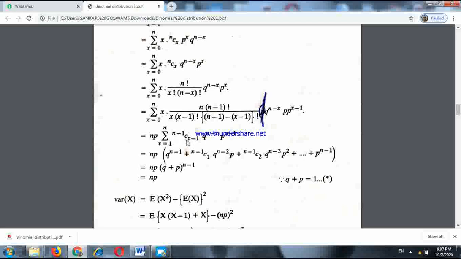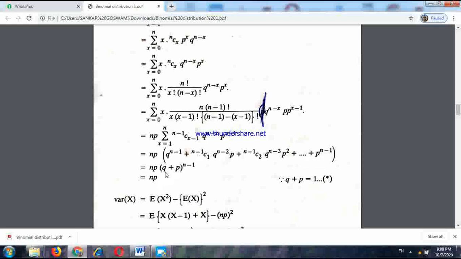n minus 1 c 0. Anything c 0 means 1. q to the power n minus 1, this one, and p to the power 1 minus 1, that means p to the power 0. So what I get? q to the power n minus 1. Then I put x equals 2, n minus 1 c 2 minus 1. 2 minus 1 means 1, so I write n minus 1 c 1, q to the power n minus 2 into p to the power 2 minus 1, that means p. In this way, the last term we get is p to the power n minus 1.